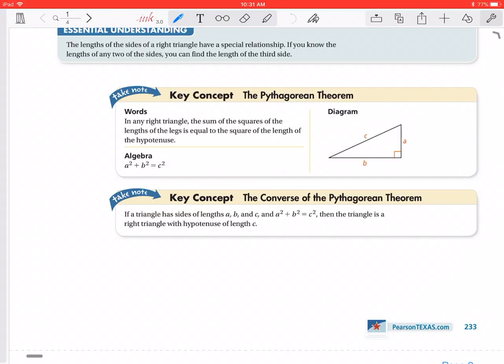Now let's talk about the Pythagorean theorem itself, the concept of it. In any right triangle, the sum of the squares of the lengths of the legs is equal to the square of the length of the hypotenuse. The way that we would write this is a squared plus b squared. That's the length of that leg squared, plus the length of the other leg, b squared. And that will give us the length of the hypotenuse, c squared.